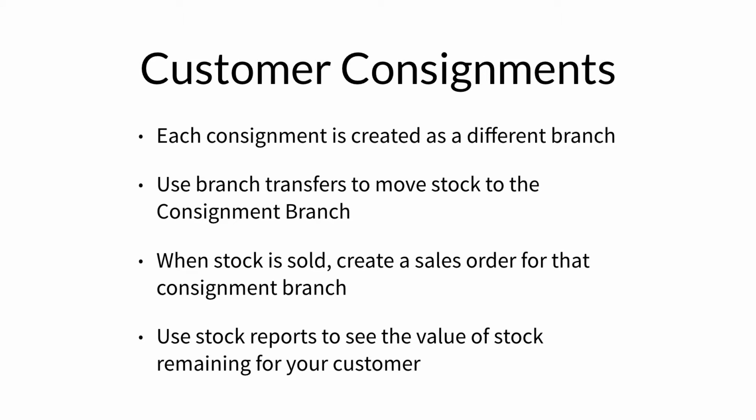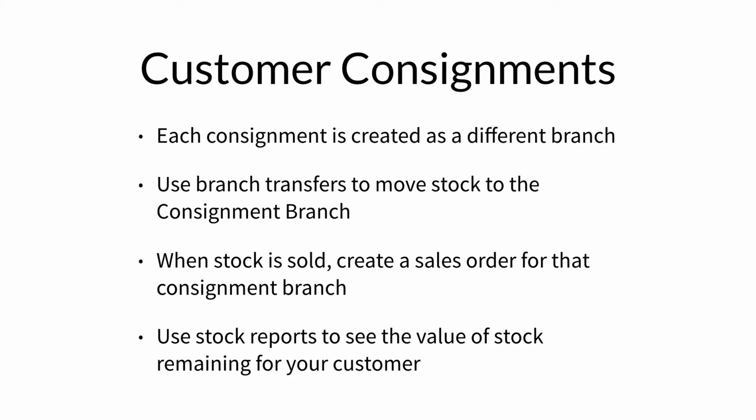What we do is we create each consignment for our customer as a different branch. So we're going to be creating a new branch. The customer's name is going to be the name of the branch. We're going to be assigning it in the system to say that it's a consignment branch, so we can know what that branch is for. And we're going to then use branch transfers to move the stock, your existing stock, say in your warehouse, into that consignment branch.